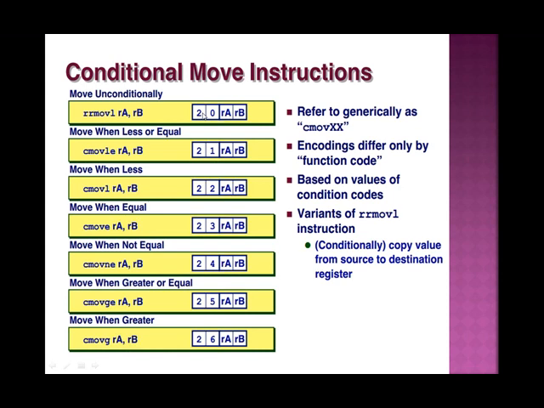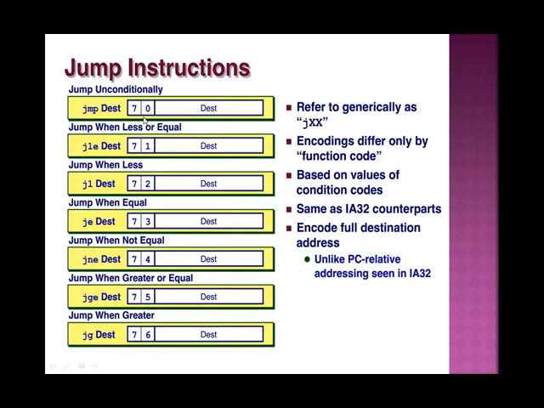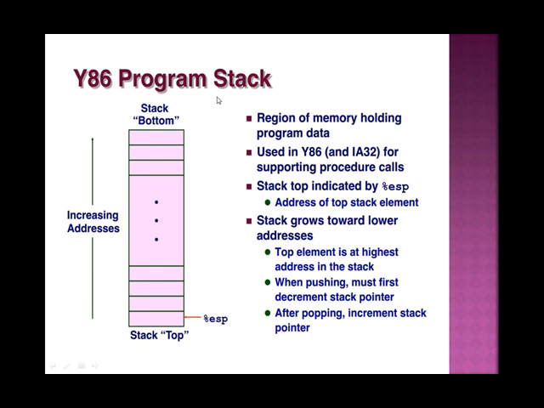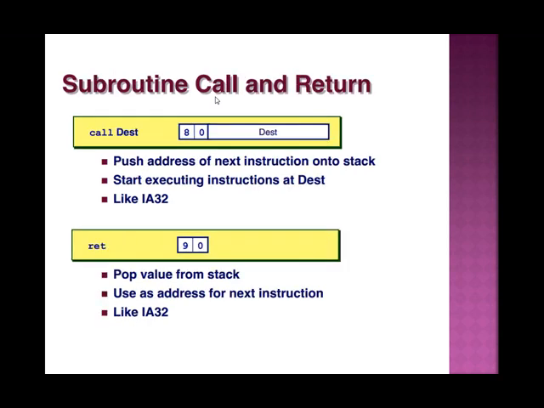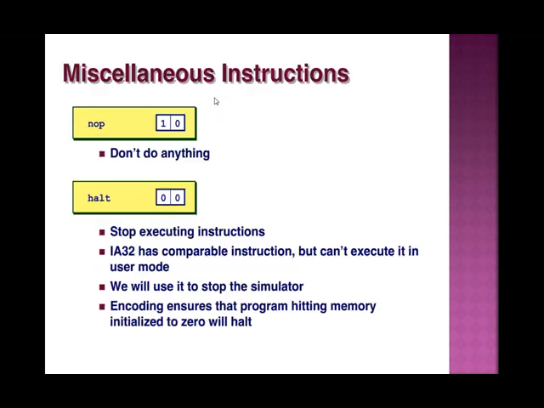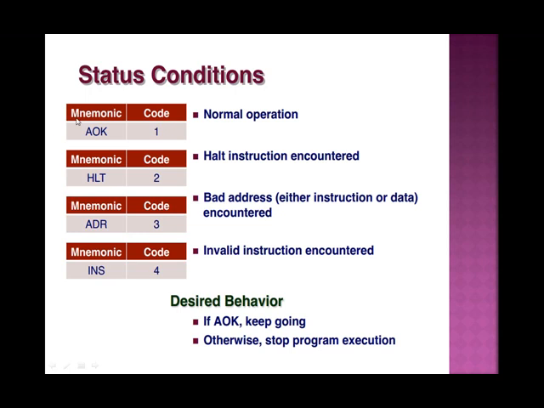Then we also talked about the conditional move instructions. This is move unconditionally, move when less than or equal to. Then we talked about the jump instructions. This is jump unconditionally, jump when less or equal. Then we talked about the program stack used for Y86. What are the stack operations used in Y86? Push and pop, and how the subroutine call and return work. These are the miscellaneous instructions, halt and NOP.